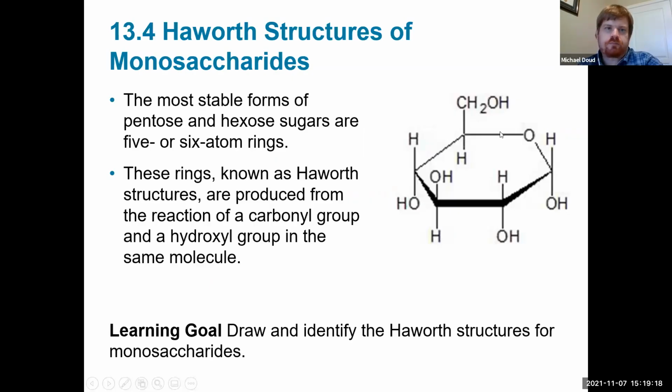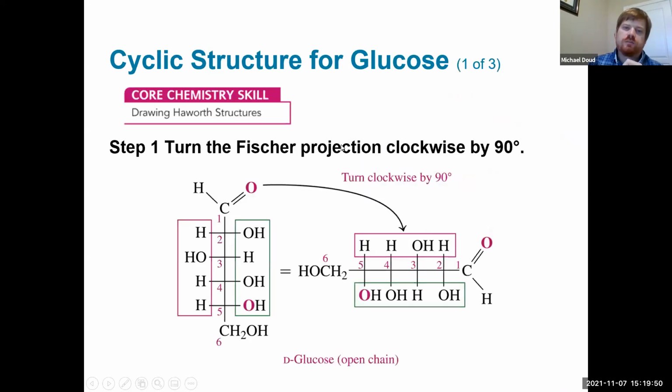Now we have one more type of structure that we want to talk about, which is what's called a Haworth structure. Because as it turns out, Fischer projections are really useful for comparing these carbohydrate monosaccharides. But when you actually have the molecules, they don't really behave in that way. Instead, they form a ring. So pentose and hexose sugars tend to form 5 or 6 atom rings. And that's what we're going to look at here for the Haworth structure.